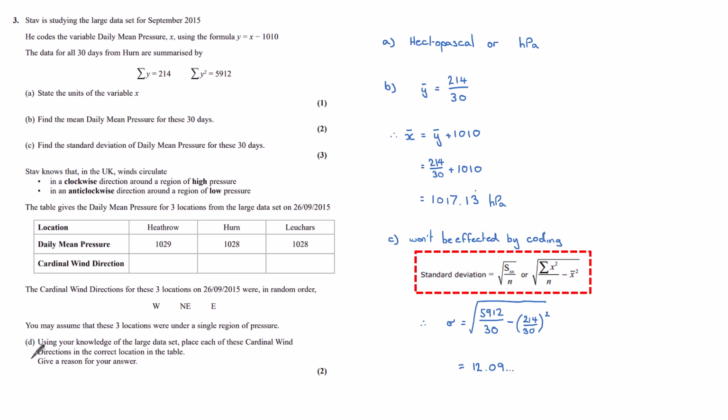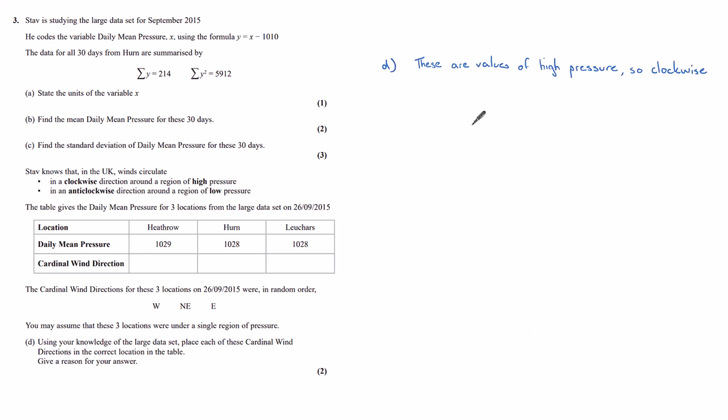And so part D, using your knowledge of the large data set, place each of these cardinal wind directions in the correct location in the table, giving a reason for your answer. Well, firstly, these values are suggesting a high pressure. And this is something you would know having looked at your large data set. Given that it's high pressure, we can assume clockwise direction of wind around the UK.